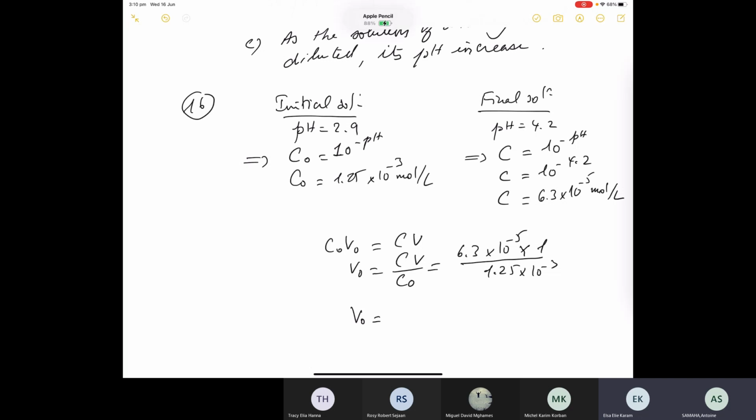Yalla, seen. 0.0504. It comes out 0.05, meaning 5 times 10 negative 50 milliliters. No, 2 liters gives 50 milliliters.